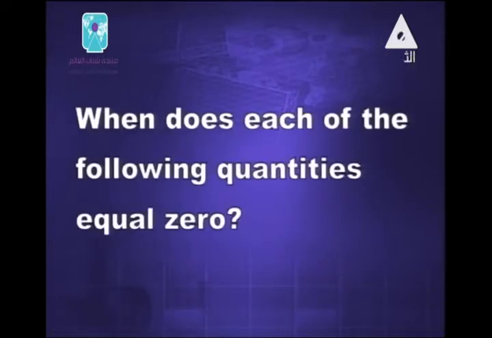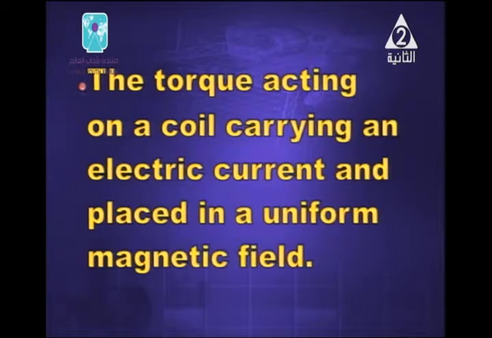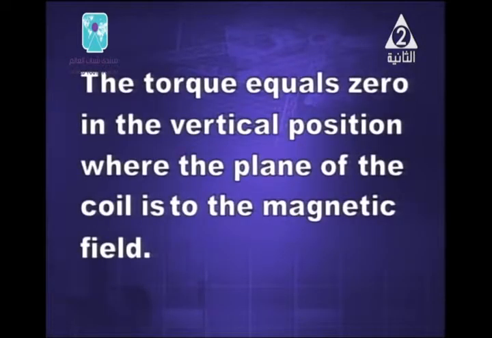Another type of questions: when does each of the following quantities equal 0? We want you to tell when the mentioned quantity will be equal to 0. When does the torque acting on a coil carrying an electric current and placed in a uniform magnetic field equal 0? This is very important. The torque equals 0 in the vertical position, where the plane of the coil is perpendicular to the field.